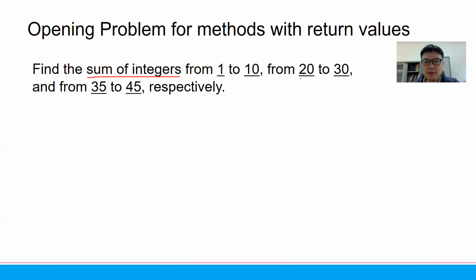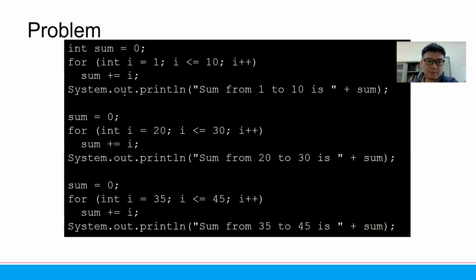And if I have other values, like from 20 until 30, then I want to add 20 plus 21 plus 22 plus 23 plus 24 plus 25 until 30. And if I have another range, 35 until 45, we are going to do the same thing: 35 plus 36 plus 37 and so on until 45. So we have the patterns 1 until 10, 20 until 30, 35 until 45.